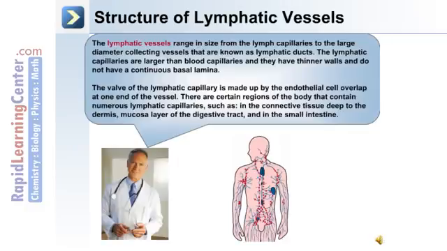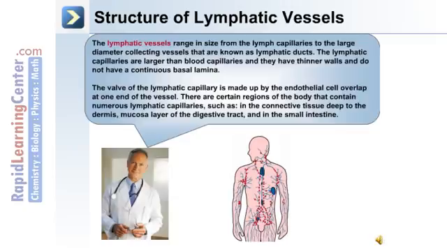The structure of the lymphatic vessels. The lymphatic vessels range in size from the lymph capillaries to the large diameter collecting vessels that are known as lymphatic ducts. The lymphatic capillaries are larger than blood capillaries and they have a thinner wall, but they do not have a continuous basal lamina. The valve of the lymphatic capillary is made up of endothelial cells that overlap at one end of the vessel.